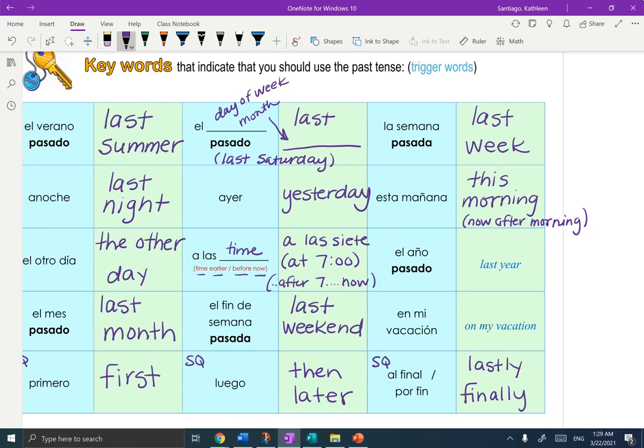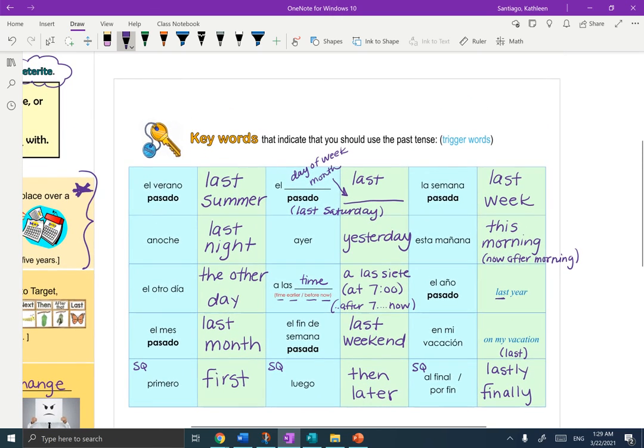El año pasado, just to show you, last year, en mi vacación, on my vacation. So my vacation has to have already happened, right? So it's a vacation from like last vacation. Okay, so those are the trigger words. Make sure that you've got them down, and tomorrow we'll start talking in the past tense. Gracias.